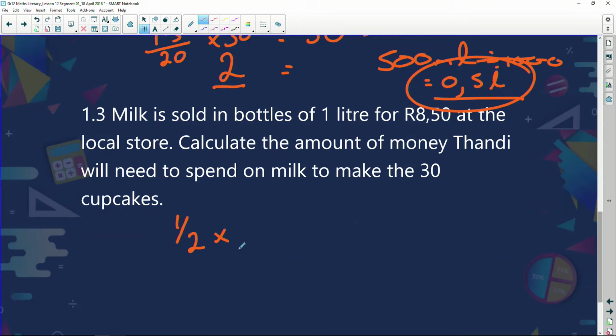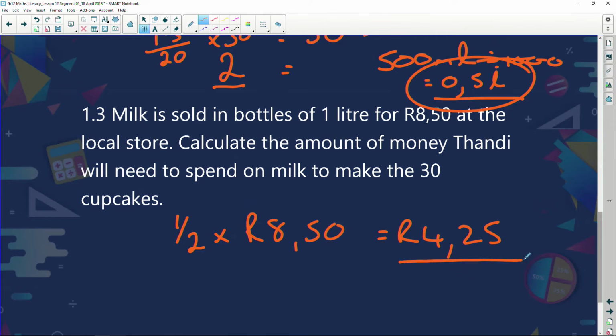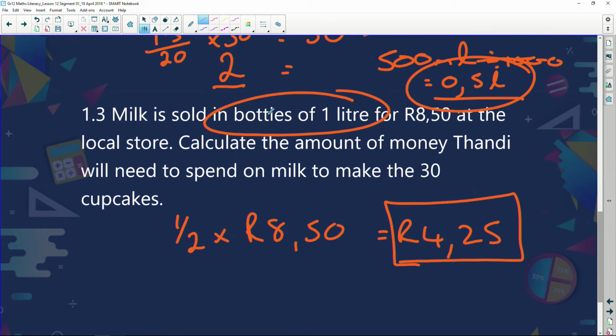Calculate the amount of money Tundi will need to spend on milk to make 30 cupcakes. In making 30 cupcakes, we've already said she needs half a liter. So I only need half the liter. Every liter costs 8 Rand 50, and so it's going to be a half times 8 Rand 50, which is 4 Rand 25. But I have a problem. My problem is this, folks, that milk is only sold in bottles of 1 liter.